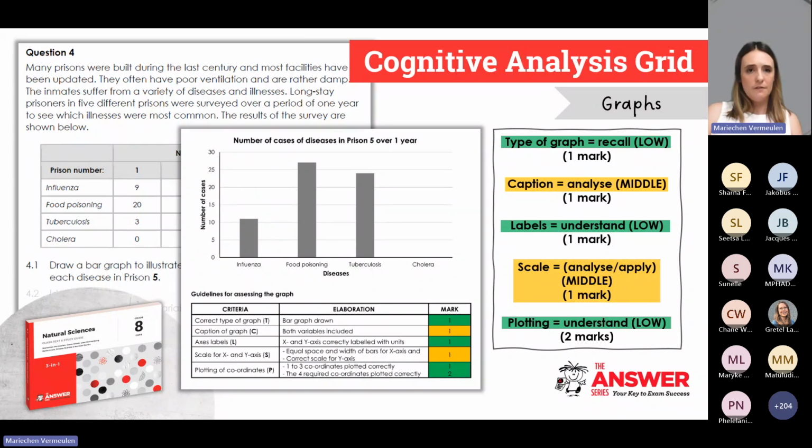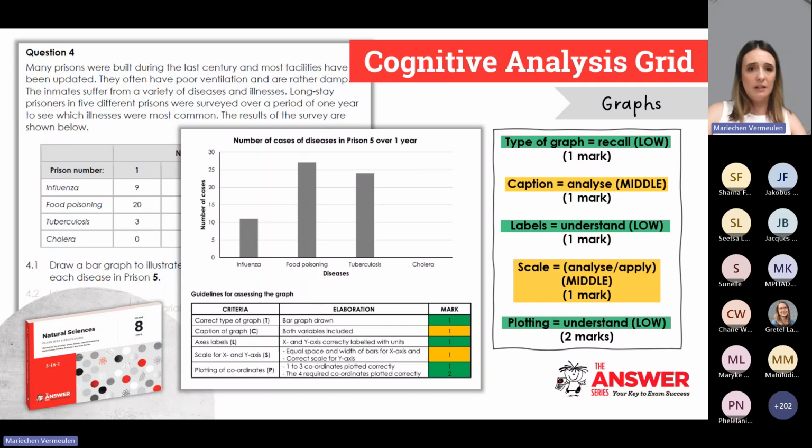The caption of the graph is something that requires analysis and application because it's not given in the question. Learners either need to look at what's in the table, what's been said at the top there, or sometimes they're not even given enough information. They have to kind of think of their own heading. So that's definitely something that requires application of knowledge. Then the axis labels are also low order because typically they're in the table. Learners just need to know where to put which one, but labeling them and their units is typically something that's provided.